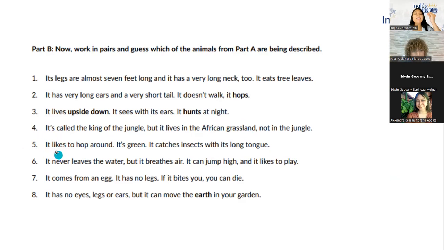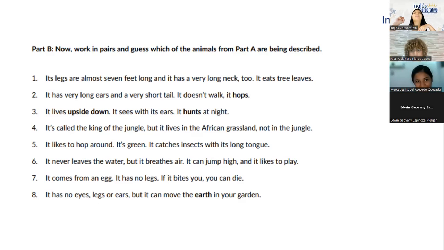Number five. It likes to hop around in the green and it catches insects with its long tongue. Frog. What is the meaning of tongue? Tongue means lengua. Yes. Is the frog. Es la rana. The frog.